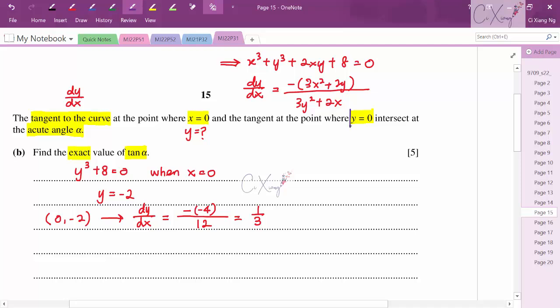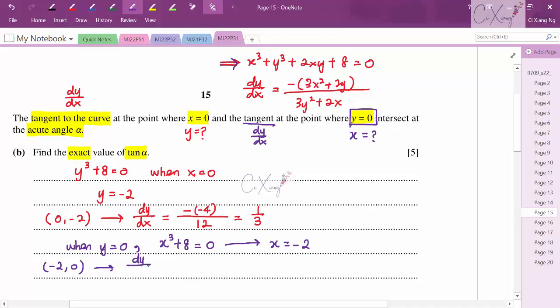Now we have the second point. We have y equals 0, and we want to know the value of x and also the dy/dx at this particular point. So again, substitute y equals 0 into our original equation. When y equals 0, I get the equation x^3 + 8 = 0. So from here I get x equals negative 2. This coordinate is (-2, 0), and I want to find the dy/dx at this point. So again, we substitute x equals negative 2 into the equation. 4 times 3 is 12, so I have negative 12 on top, divided by negative 2 times 2, which is negative 4. And our dy/dx will be equal to 3.